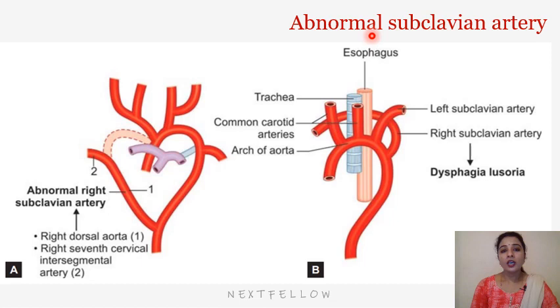Next condition is abnormal subclavian artery crosses the midline behind the esophagus. We can see here the right subclavian crosses behind the esophagus and the trachea, creating a vascular ring and causing compression of the esophagus and trachea.